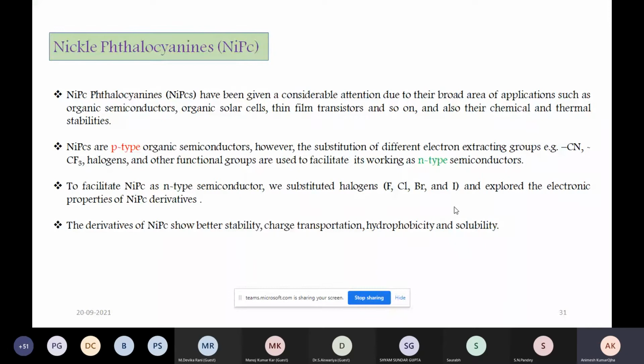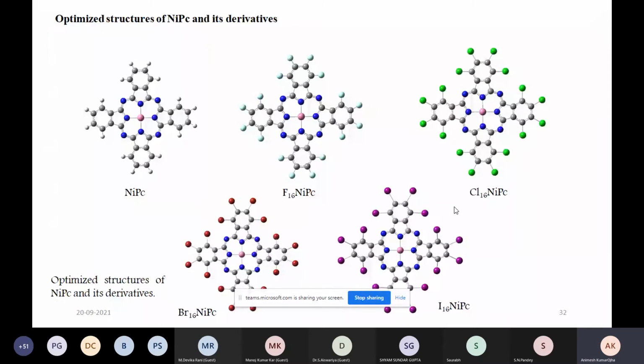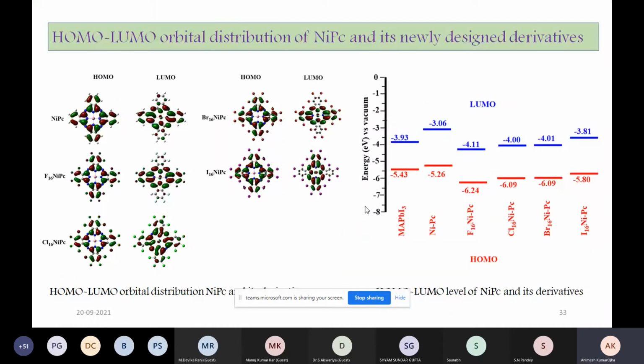And for this, these are the optimized structures. This is the pure NiPc, which has been thoroughly investigated as an electron transport layer. Here, these four are the newly designed electron transport layers. Okay. Here, see how to check whether these structures act as an electron transport layer or not.